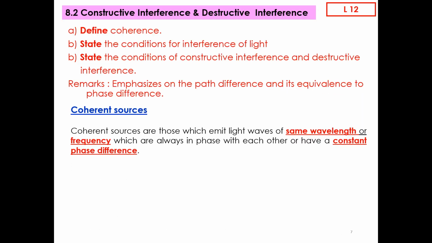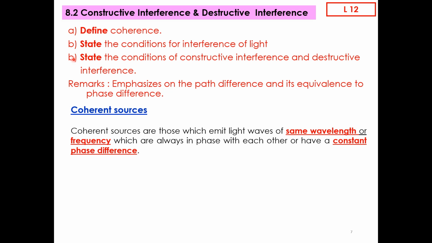Okay, now we proceed with 8.2, constructive interference and destructive interference. A, define coherent. B, state the condition for the interference of light. C, state the condition of the constructive interference and destructive interference. Remarks: we emphasize the path difference and its equivalence to the phase difference.